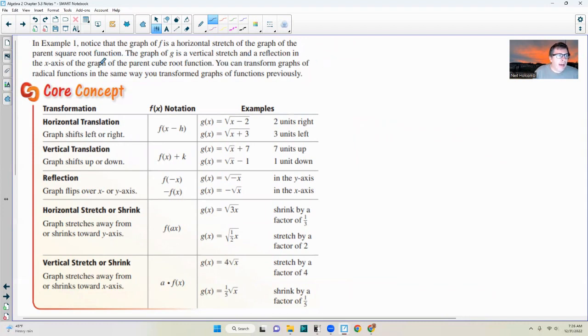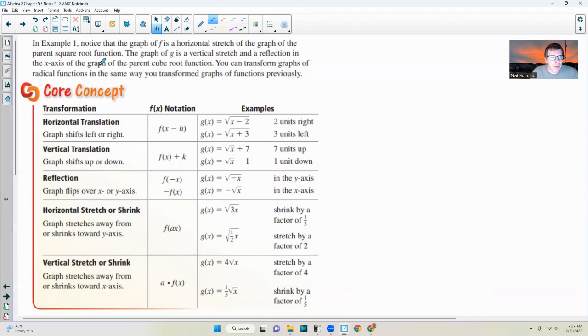You can transform graphs of radical functions in the same way you transformed graphs of functions previously. So the core concept for radical functions is basically the same as quadratics. A horizontal translation, where the graph shifts left or right, is f of x minus h. So for example, g of x equals the square root of x minus 2 is a shift right 2.